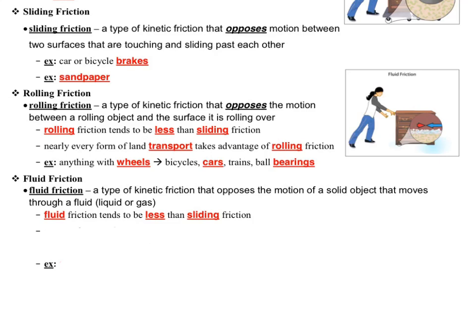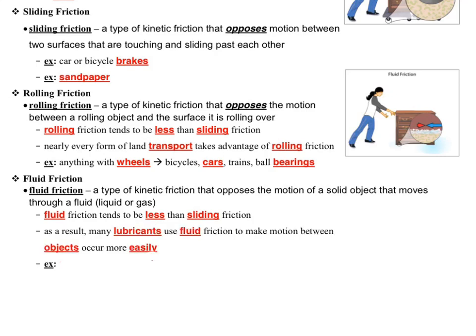And where do we see fluid friction in everyday life? Where we see fluid friction in everyday life is in lubricants. Many lubricants use fluid friction to make motion between objects occur more easily. So, for example, what's an example of a lubricant? Grease is an example of a lubricant that is used to change sliding friction to fluid friction and thereby reduce the amount of friction that is occurring.